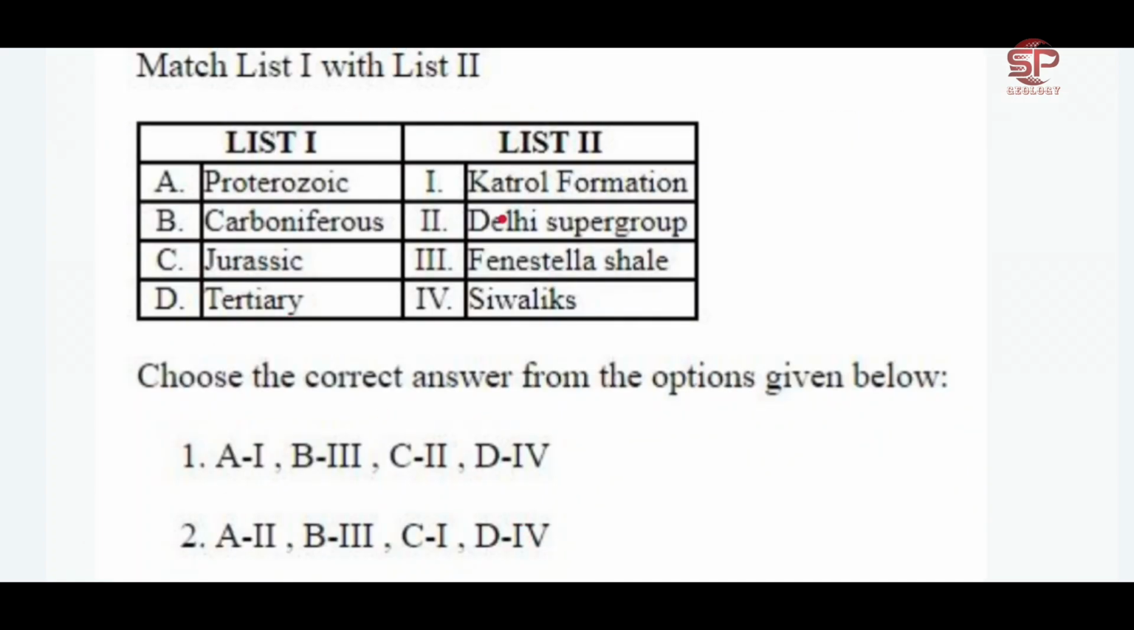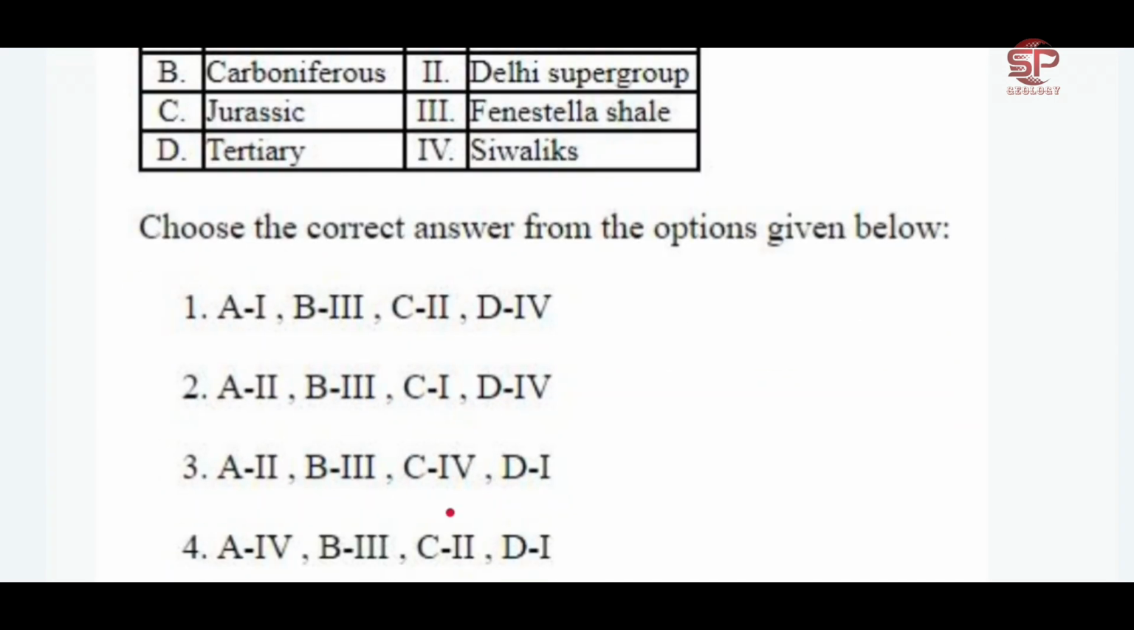The Delhi Supergroup belongs to the Proterozoic time. Then Carboniferous, it is Fenestella shale. Syringothyris limestone and Fenestella shale are called Carboniferous. Then Jurassic, it is Katrol, Jurassic of Kutch. Then Tertiary, it is Shivalik, which is in the Neogene. So the answer will be 2.